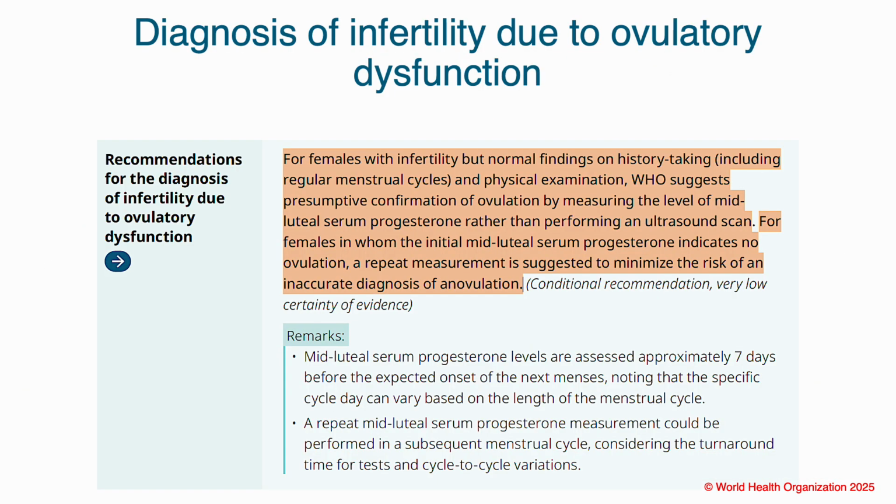Now coming on to diagnosis of infertility due to ovulatory dysfunction, as I told in the previous slide, what is used initially for ovulatory dysfunction diagnosis is the mid-luteal serum progesterone, and in case it is abnormal, a repeat measurement is suggested to minimize the risk of an inaccurate diagnosis of anovulation.